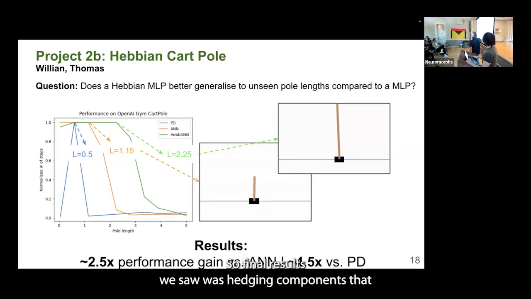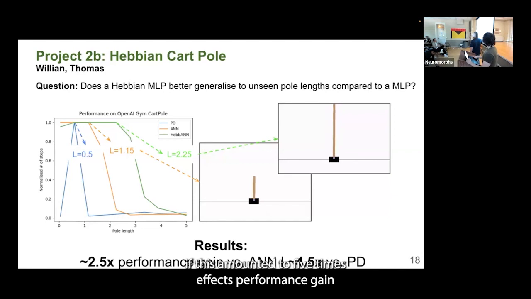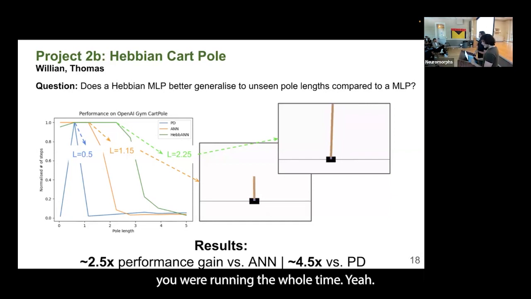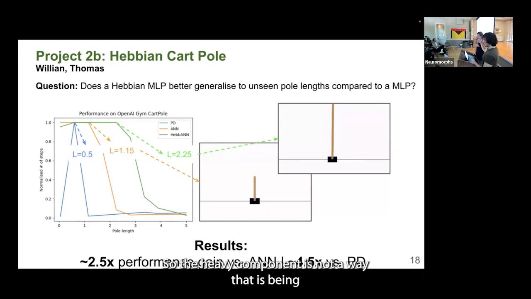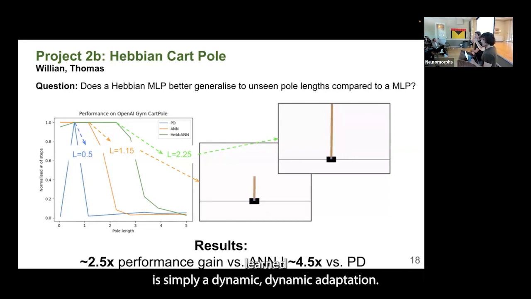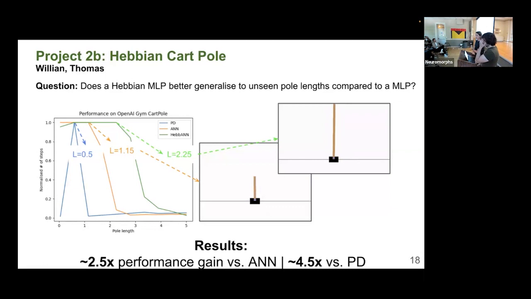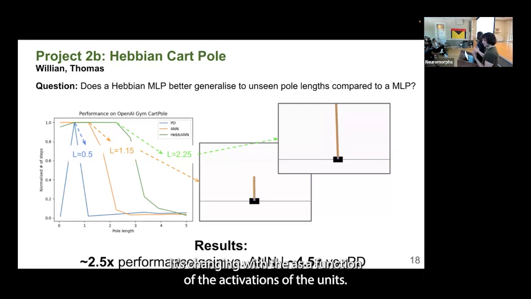So the final result we saw was that the Hebbian component gives us around a 2.5 times performance gain versus the ANN, and a 4.5 times performance gain versus just the PD controller. The Hebbian component is not a weight that is being learned, it's simply a dynamic adaptation. It's a term in the connection that is constantly changing as a function of the activations of the units it connects to.